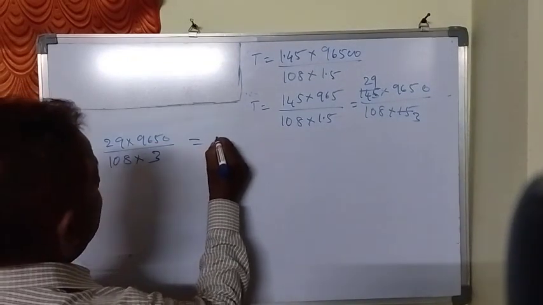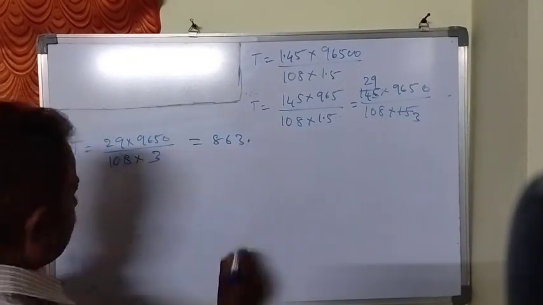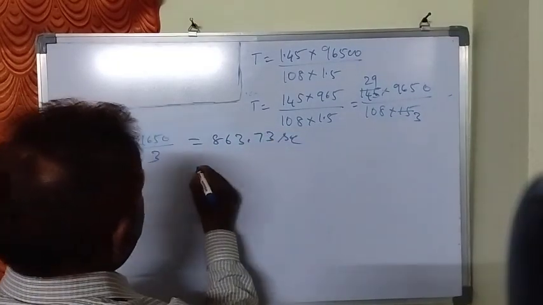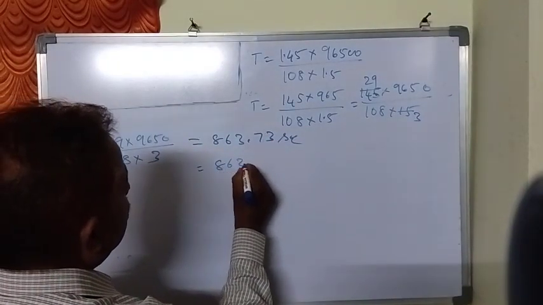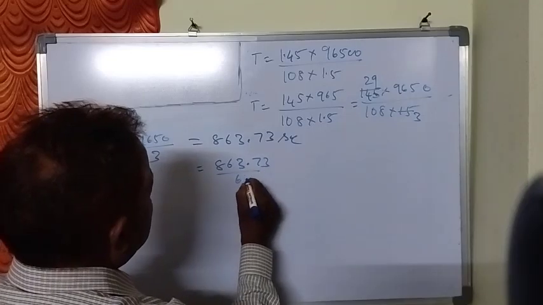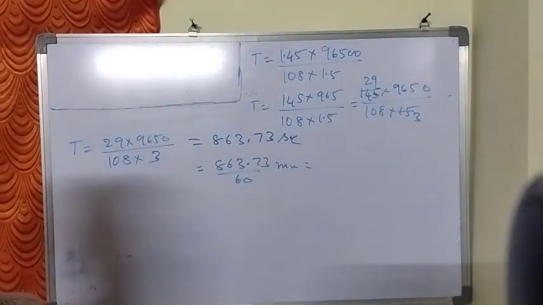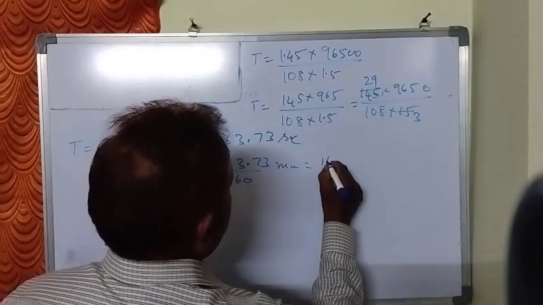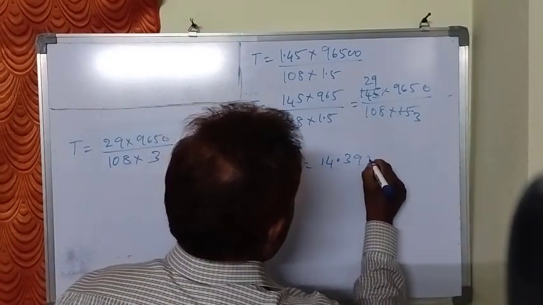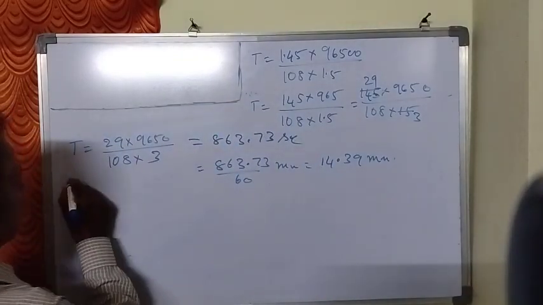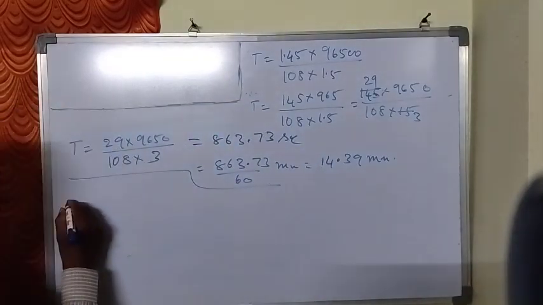If we calculate this, it is 863.73 seconds. Dividing by 60 to get minutes, this value is 14.39 minutes. So the time is 14.39 minutes.